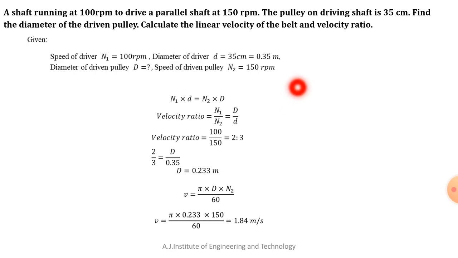So they have given the speed of driver, that is 100 rpm. So n1 is 100 rpm. The diameter of the driver, that is 35 centimeter, and the diameter of the driven pulley D is given, that is D you have to find out. Speed of the driven pulley, that is n2 is 150. Now we have to use equation, that is velocity ratio. N1 divided by n2 is equal to d divided by D.